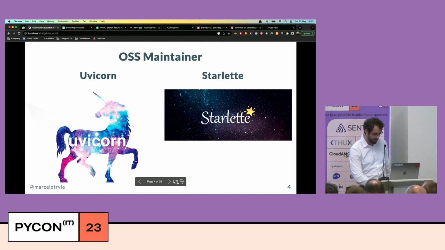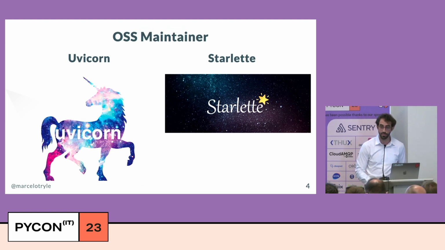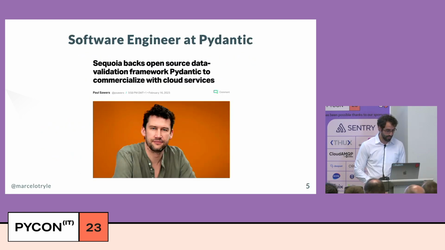Yeah. So I'm also a maintainer of Uvicorn and Starlette. Uvicorn is a web server implementation that runs applications that look like FastAPI. And Starlette is a web framework that provides the web capabilities to FastAPI.